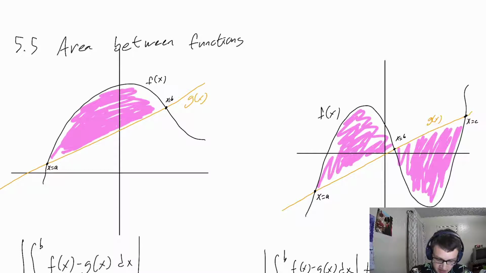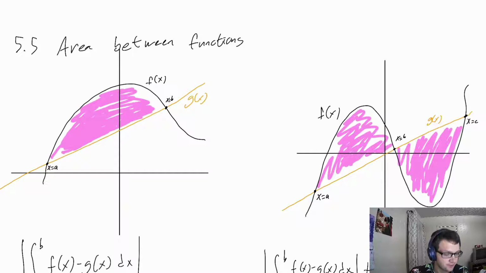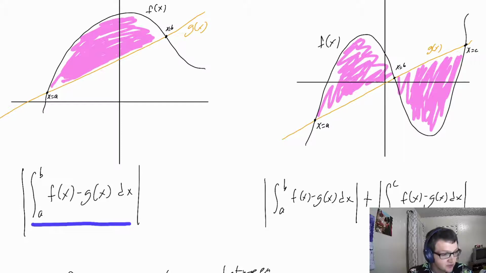So we're given something kind of like this, and we want to find this highlighted area here. So we have these two functions f and g, they intersect at x equals a and x equals b, and we want to find the area bounded between them. And the way we can do that is we set up an integral from a to b, the places where they intersect, of f minus g.